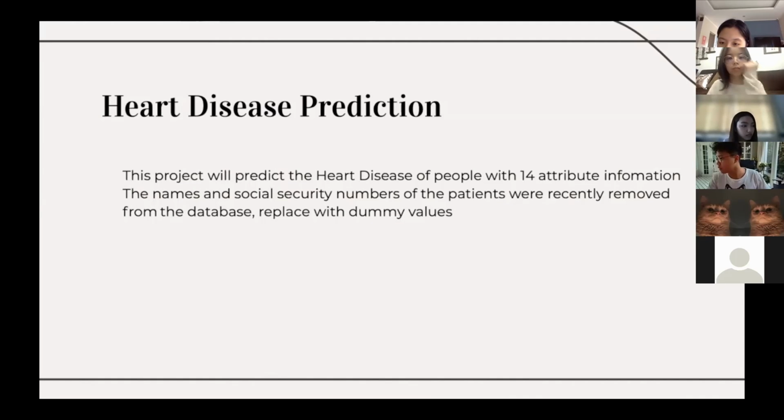The diagnosis of heart disease is usually based on signs, symptoms, and physical examination of the patient. There are several factors that increase the risk of heart disease, such as smoking habit, body cholesterol level, family history of heart disease, obesity, high blood pressure, and lack of physical exercise. This project will predict the heart disease of people with 13 attribute informations with supervised learning process. However, the name and social security number of the patient were recently removed from the database and replaced with dummy value.